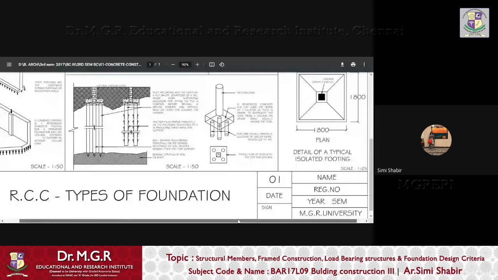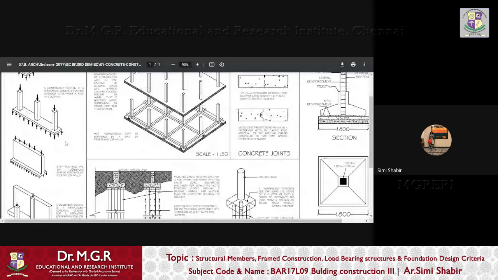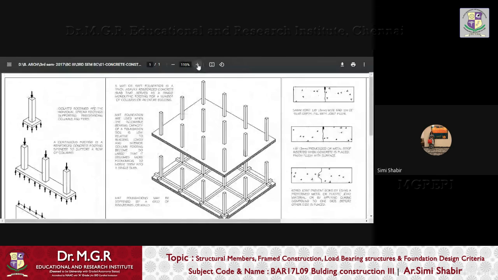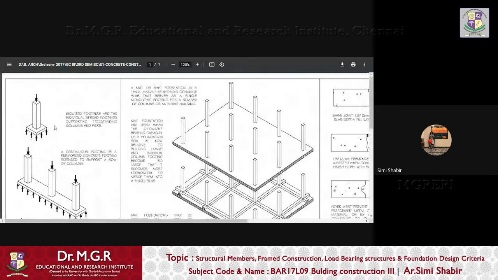Okay, so now let us take a look at the isolated footing. So we have a comparison here, the isolated footing. This also means it is an individual spread footing supporting the freestanding columns and the piers. So an isolated footing will support individual columns, bottom line.